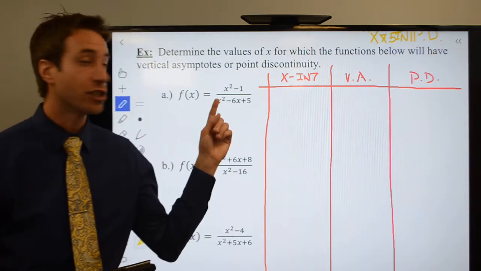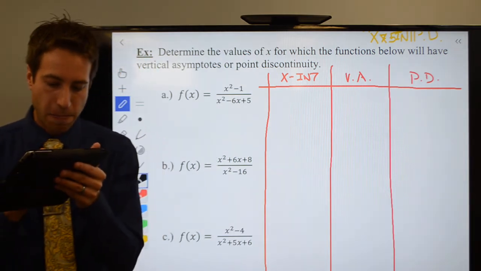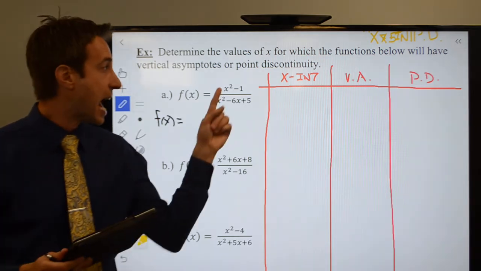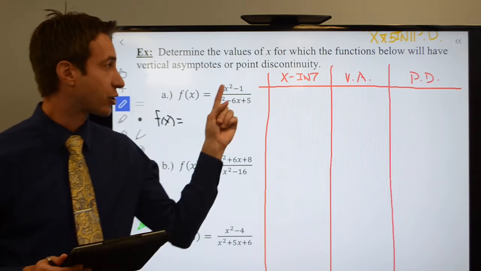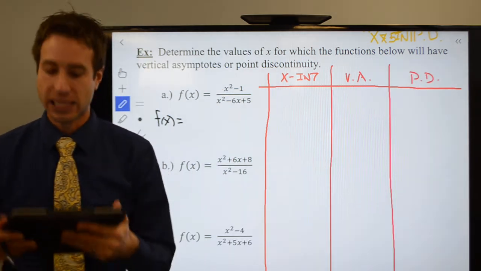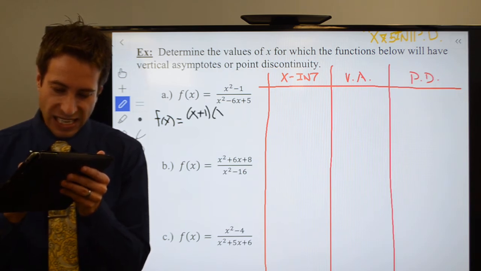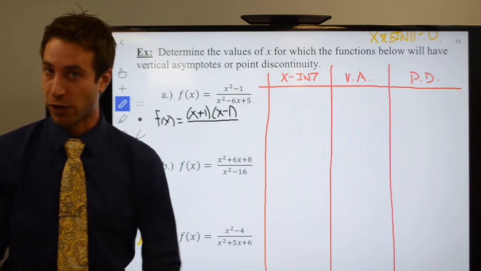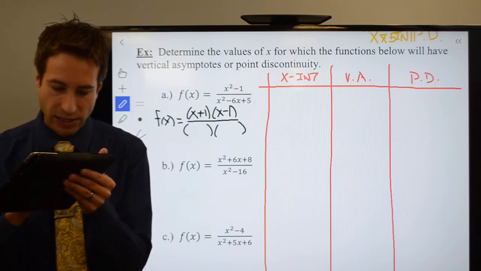So let's go ahead and start with this first one. First thing I need to do is factor the function. So f of x is equal to, let's factor this guy, x squared minus 1. That is a difference of squares. X squared is a perfect square, 1 is a perfect square, so it'll factor into x plus 1 and x minus 1. In the bottom, it's a general trinomial. Hopefully, it'll just factor into two binomials fairly easily.